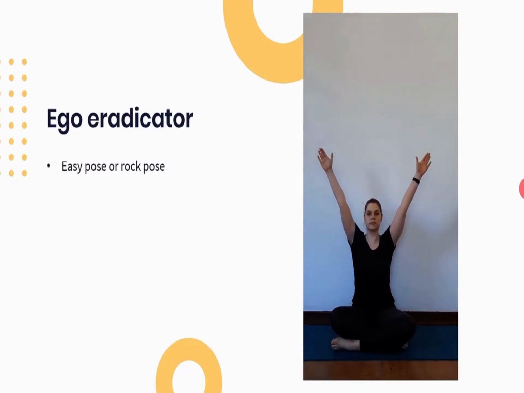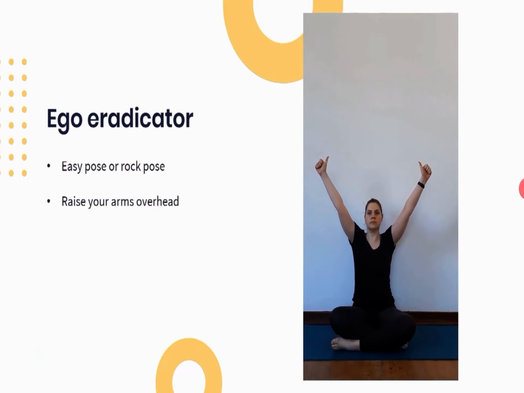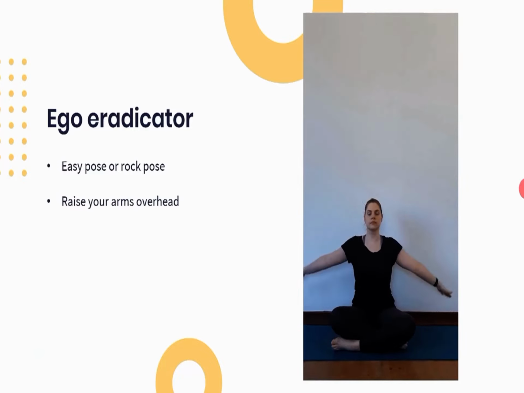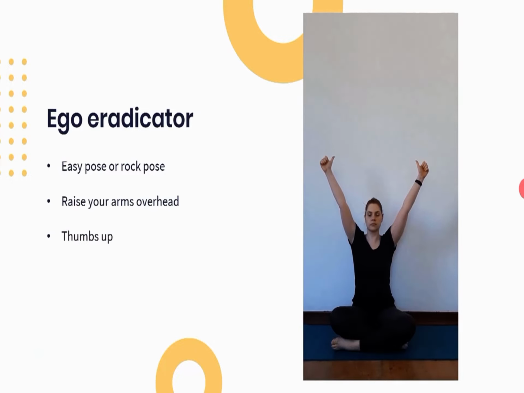Ego Eradicator. This Kriya can be done in easy pose, Sukhasana, or rock pose, Virasana. Raise your arms up to a 60-degree angle. Keep your elbows straight and your shoulders down. Gently tuck your chin towards your chest, curl your fingertips, and connect them to the pads of the palms at the base of the fingers. Your thumbs are stretched back, pointing towards each other.